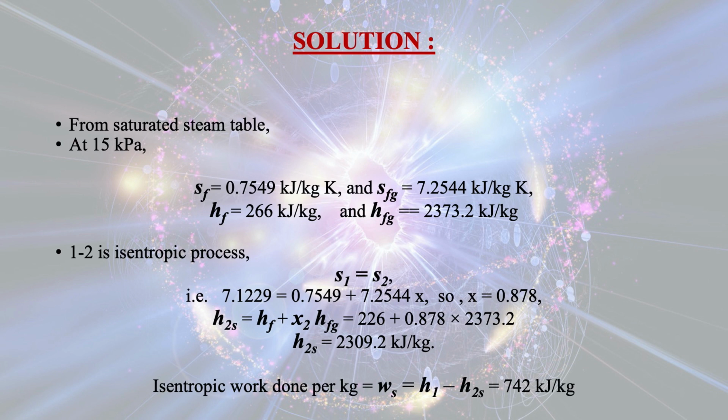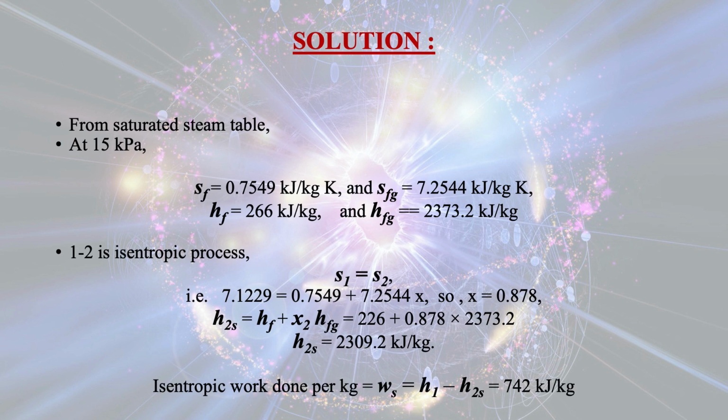So once you know the quality at the point 2S, there is no problem for calculating enthalpy. So enthalpy H2S is equal to HF plus X2 HFG. HF and HFG you will get these values from the steam table. X2 you have already calculated, so there is no problem for calculating H2S, that is equal to 2309.2 kilojoule per kg. So for isentropic work done per kg, Ws is equal to H1 minus H2S, that comes out to be 742 kilojoule per kg.